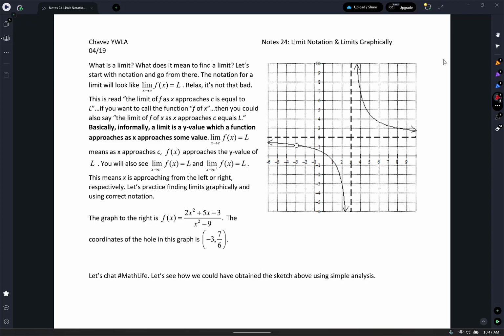Yeah, but simple ones. All right, here we go, guys. So limits. What is a limit? What does it mean to find a limit? Let's start with looking at the notation.